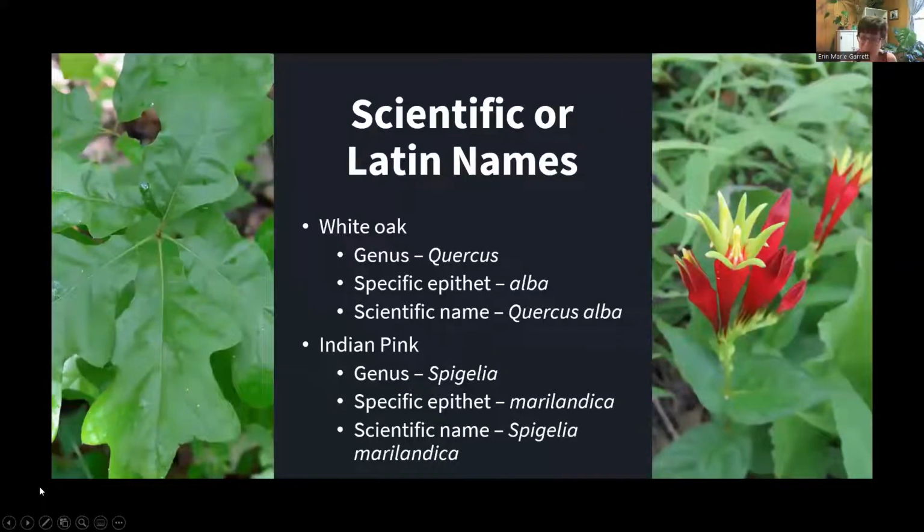So what does this look like when we write it out? Well, here are 2 examples. On the left, we have a white oak. The genus that it belongs to is Quercus, and the specific epithet, or the species name, is alba. So altogether, the scientific name for that plant would be Quercus alba. And then the plant on the right is Indian pink, and it belongs to the genus Spigelia. Its specific epithet is marilandica. So Spigelia marilandica.